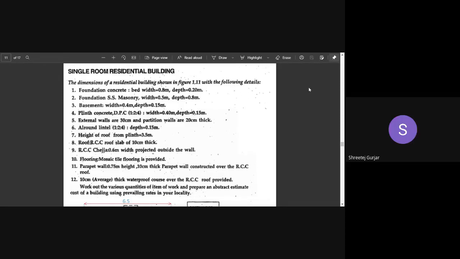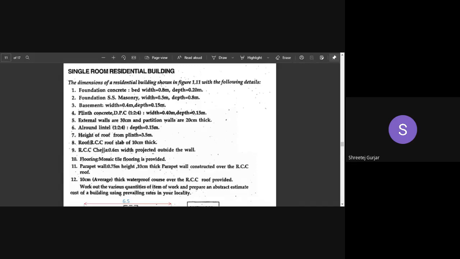Okay, good morning, students. In the previous classes, we have seen simple estimation problems, two of them. The first example was a single room, and the second example was a double room, but it had the same wall thicknesses everywhere and the same foundation. The third example was also a double room building, with two different walls of 30 centimeter thickness and 20 centimeter thickness, and two different foundations.